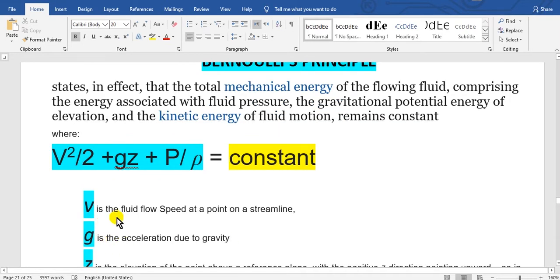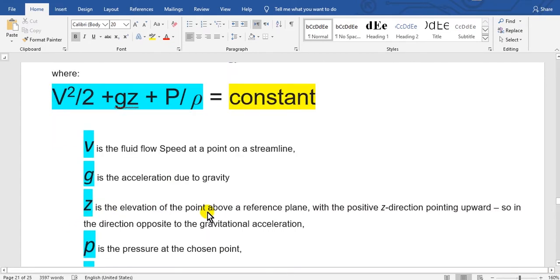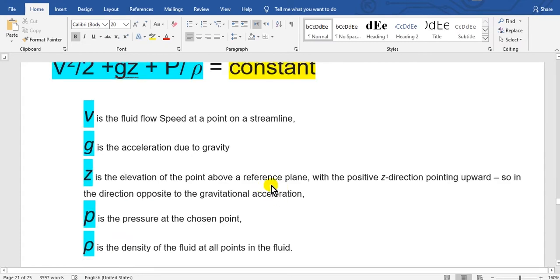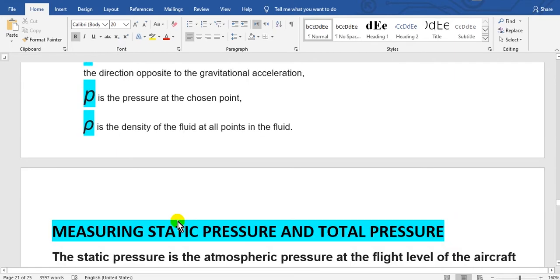V is the velocity or the speed of any fluid or air. g is the acceleration due to gravity. z is the elevation or the height of the point above the reference plane. P is the pressure at any chosen point. Rho is the density. Okay?